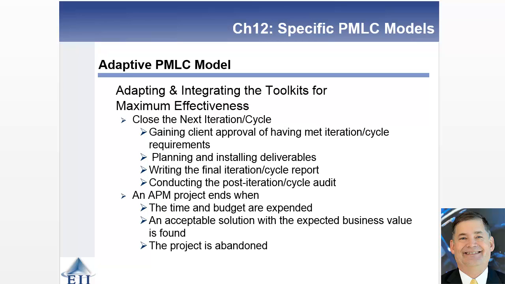From there, we go to closing out the iteration or the cycle, and you have to have the client's approval. Of course, they're heavily involved when you're doing adaptive project management life cycle models. Write out the report, do an audit for that cycle, and then, for the whole project, just like other agile project management approaches, it ends when the time and budget are expended, you've found an acceptable solution, or the project is abandoned. Those are the three possible outcomes that could occur.